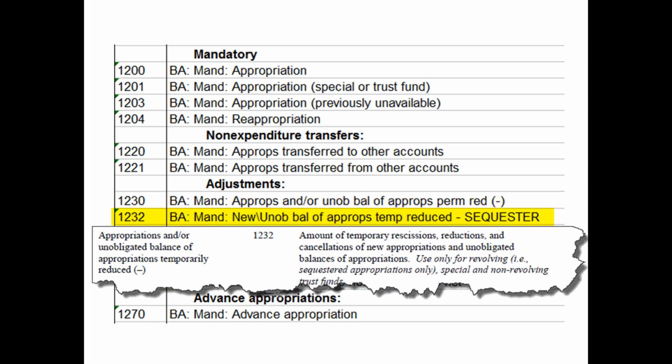Line 1232 is defined as the amount of temporary rescissions, reductions, and cancellations of new appropriations and unobligated balances of appropriations. As discussed previously, this line is used in tandem with line 1203 only in a few sequestered CMS Special and Trust Fund appropriations.